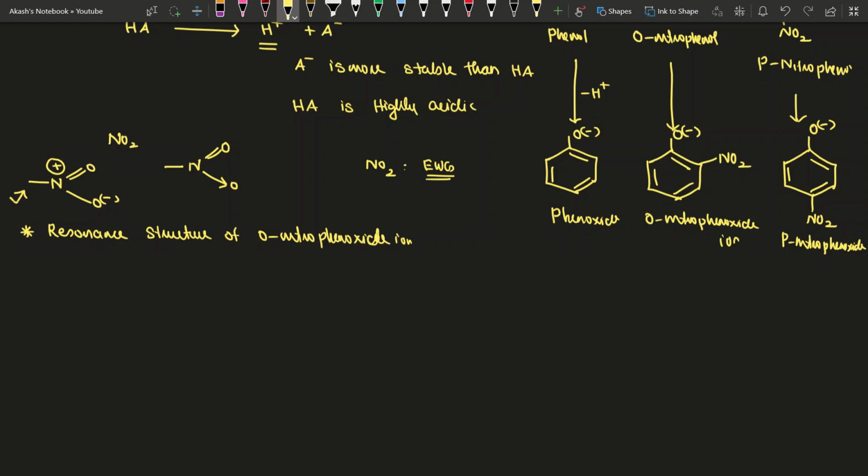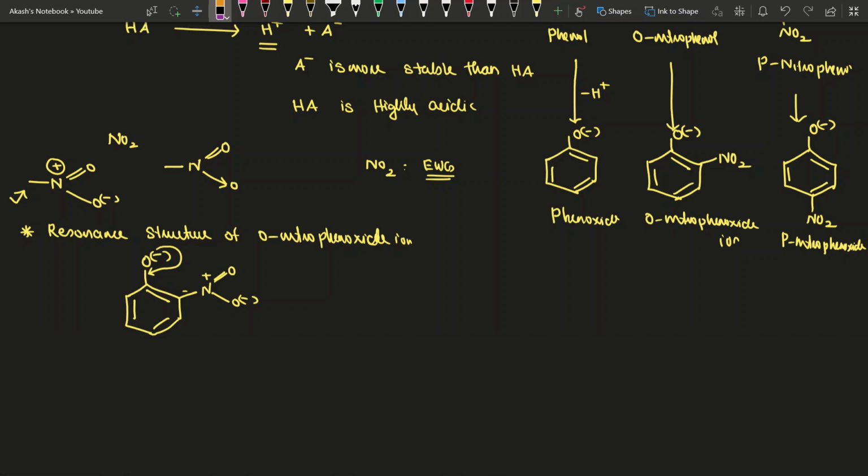So when you're trying to draw the resonating structure, when you're considering the orthonitrophenol, this is basically called orthonitrophenol. Then when it is undergoing resonance, we know that this negative charge can be shifted between the oxygen and carbon. In order to maintain the valency, this bond will shift to this carbon. Not to the bond, it should be shifted to the carbon.